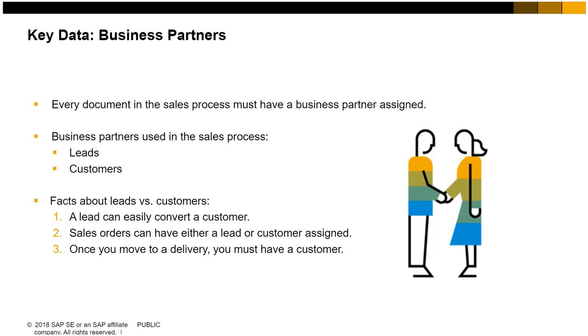Every document in the sales process must have a business partner assigned. The business partners used in the sales process are leads and customers. A lead can easily convert to a customer. A sales order can have either a lead or a customer assigned. Once you move to a delivery, you must have a customer.